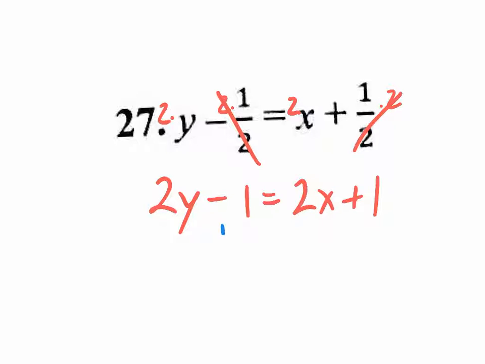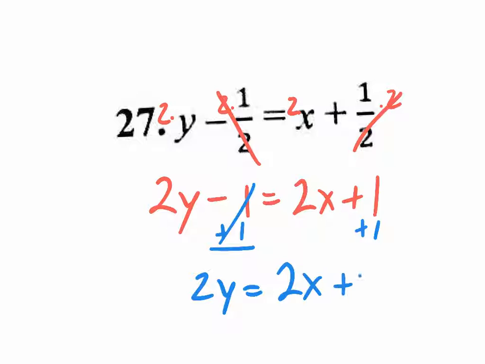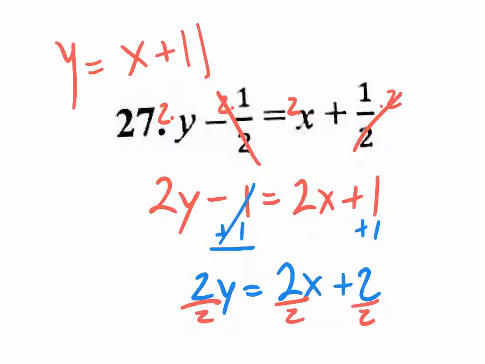So you'd have to go plus 1, plus 1. You'll have 2y equals 2x plus 2. Slope-intercept form is y equals mx plus b. You don't want a 2y, you just want a regular y. So your final step would be to divide by 2, divide by 2, divide by 2. And your answer would be y equals 1x plus 1. Same exact answer, just done a different way. Like I said, in math, there's many roads to the same place.